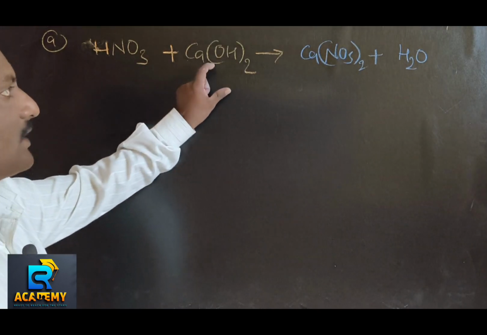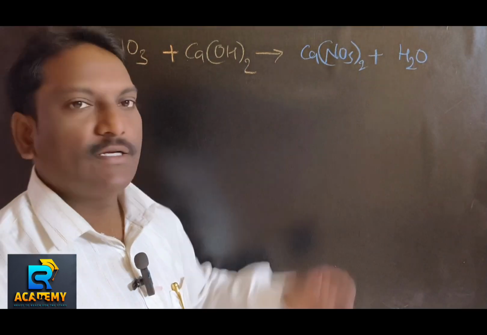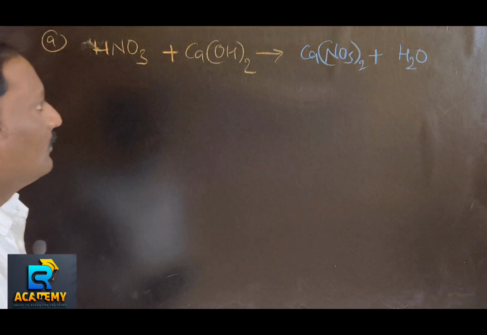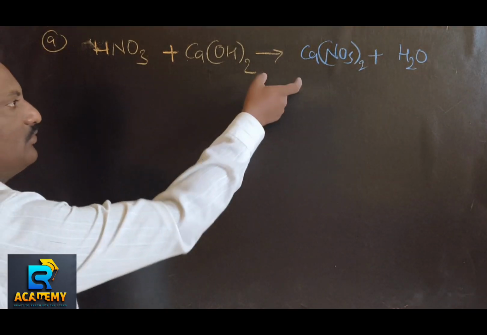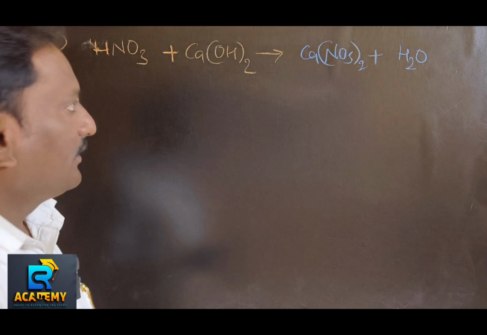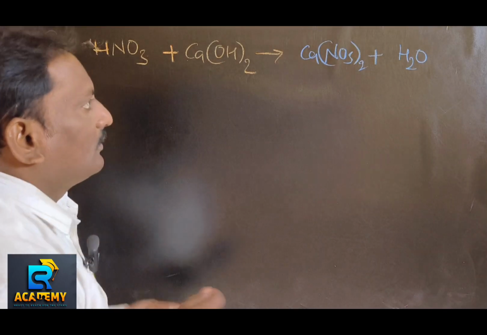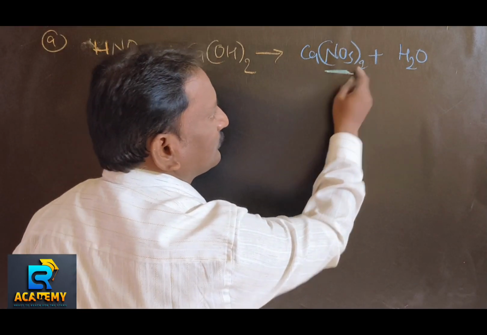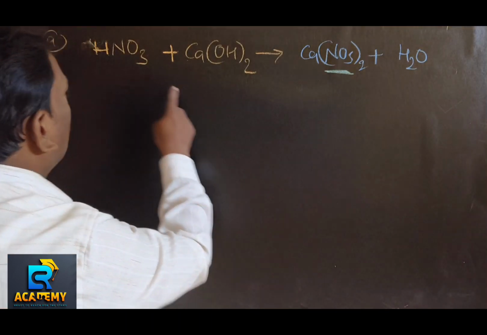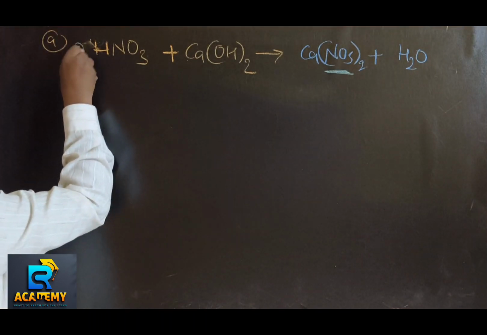A. Nitric acid reacts with calcium hydroxide, gives calcium nitrate and water. So it's very easy to balance this chemical equation. Listen carefully. Here nitrate ions are 2. Here nitrate ion 1. So multiply this with 2.